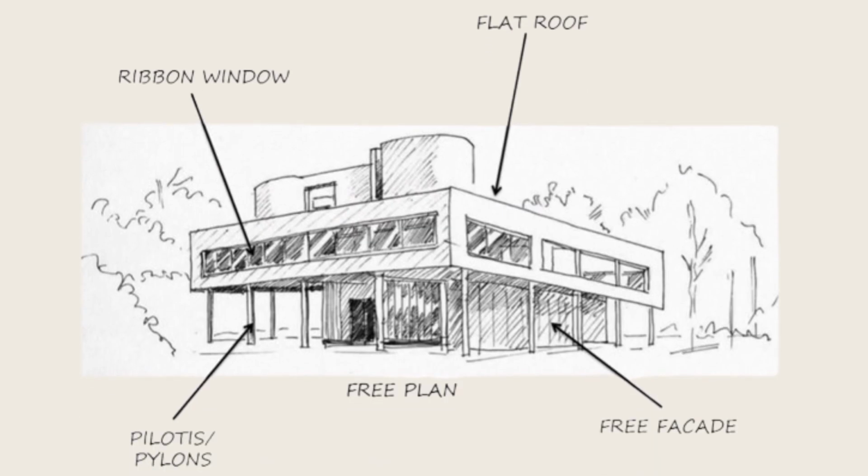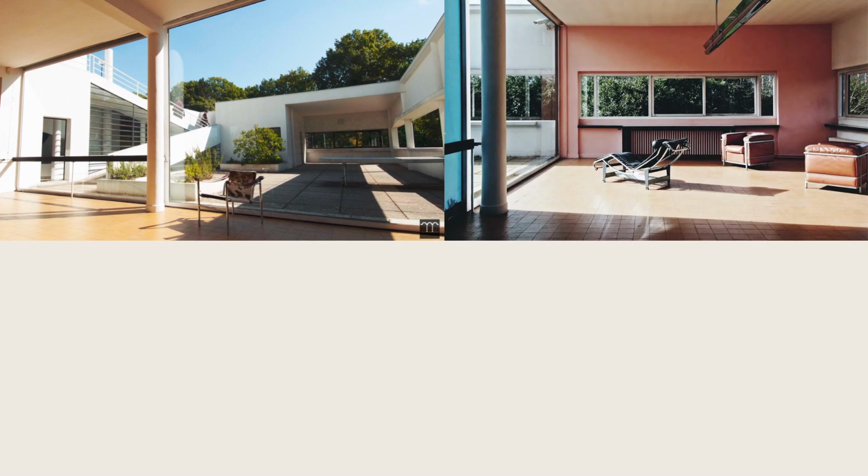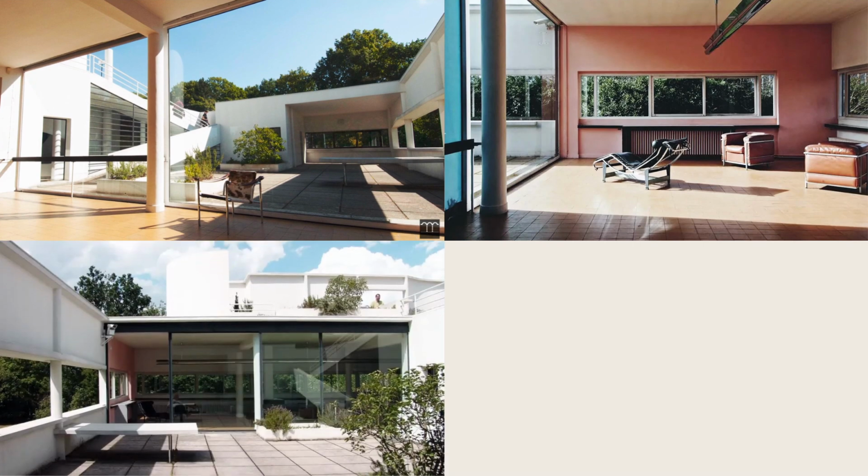Villa Savoye perfectly represents Le Corbusier's five points of architecture, featuring pilotis supports, a flat roof, an open floor plan, horizontal windows, and a free facade. The villa's clean lines and open design blend harmoniously with its surroundings, making it an excellent example of the International style.